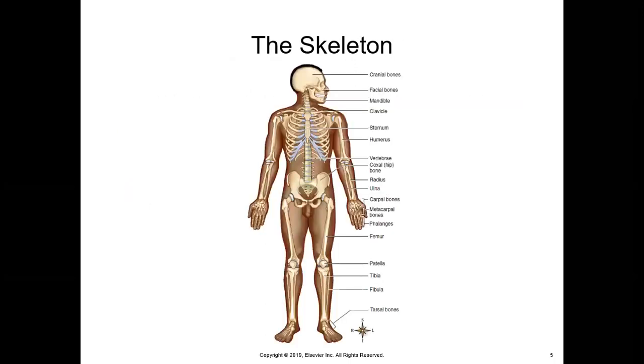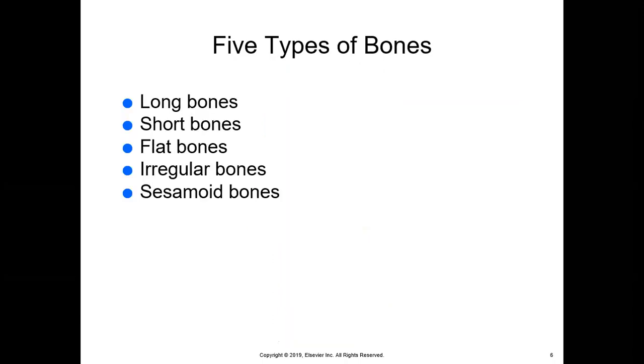So this is the basic skeleton, which just shows some of the basic components of the skeleton. This just has some of the major bones, but there are 206 major bones. These are just some of them. Now here are the 5 types of bones. It's important for you to know these types of bones. You have long bones, short bones, flat bones, irregular bones, and sesamoid bones.